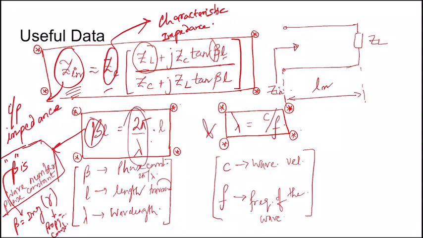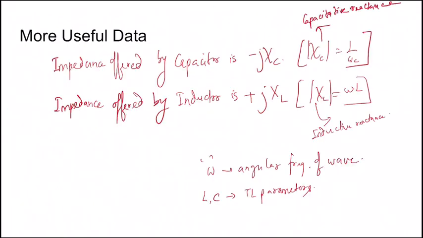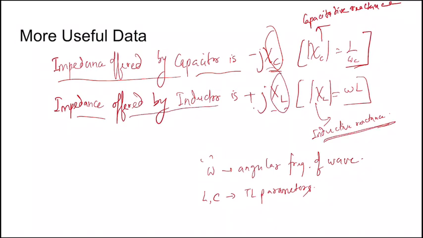Now beta L is 2 pi by lambda, since 2 pi by lambda is beta, the wave number, times the length of the line, and lambda, that is the wavelength, is given by c by f, where c is the velocity of the wave and f is the wave frequency. Also you need to know the impedance offered by a capacitor is minus j times the capacitive reactance, that is XC, which is 1 by omega C, and the impedance offered by an inductor is plus j XL, where XL is the inductive reactance, where mod XL is omega L. Omega is the angular frequency of the wave, and L and C are line parameters.